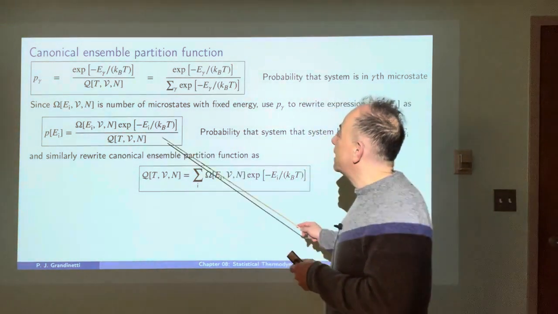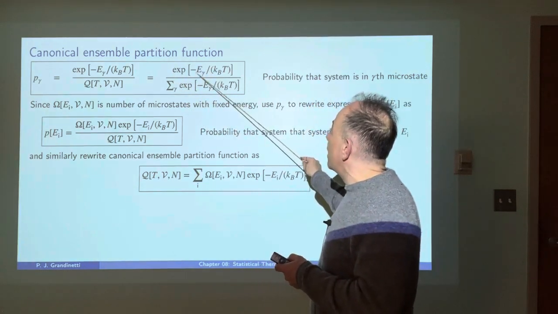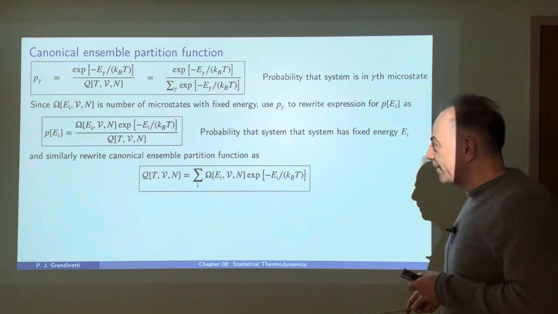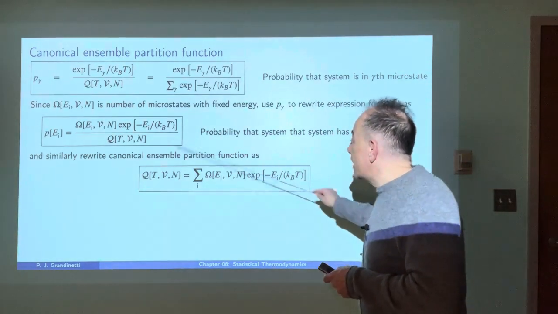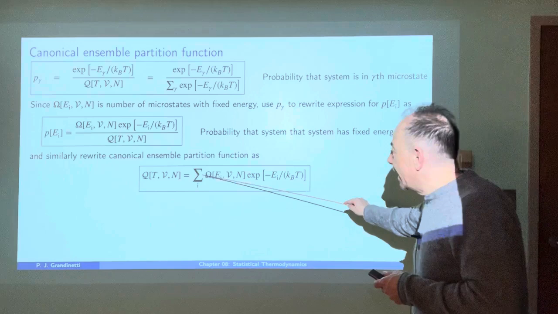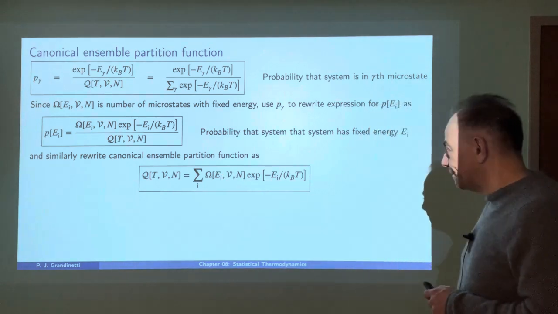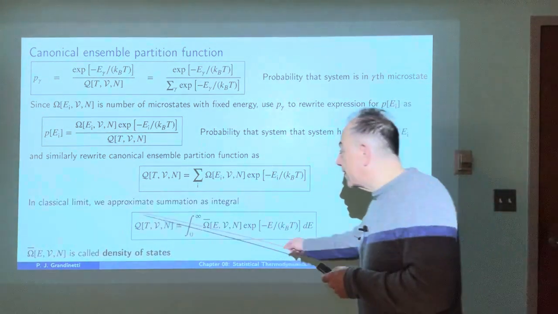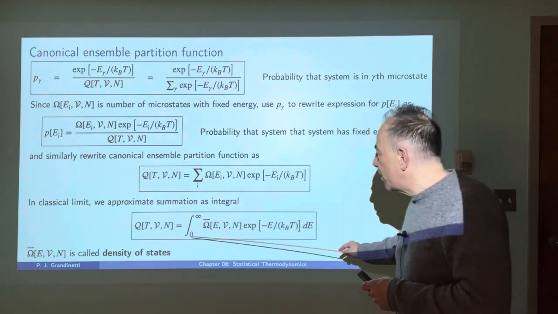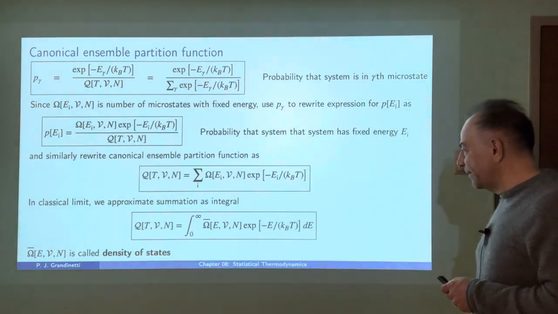So I can just take this expression here and modify it by multiplying it times the number of microstates that have the same energy, and that gives me the probability that the system has that energy E sub I. And then similarly, we can use that same kind of logic to rewrite the canonical ensemble partition function in this form here, where we again use the number of microstates on the hypersurface of constant energy E sub I. And finally, if we wanted to go into the classical limit where we replace these summations with integrals, then it would look like this, where this function right here is what's called the density of states for our system.